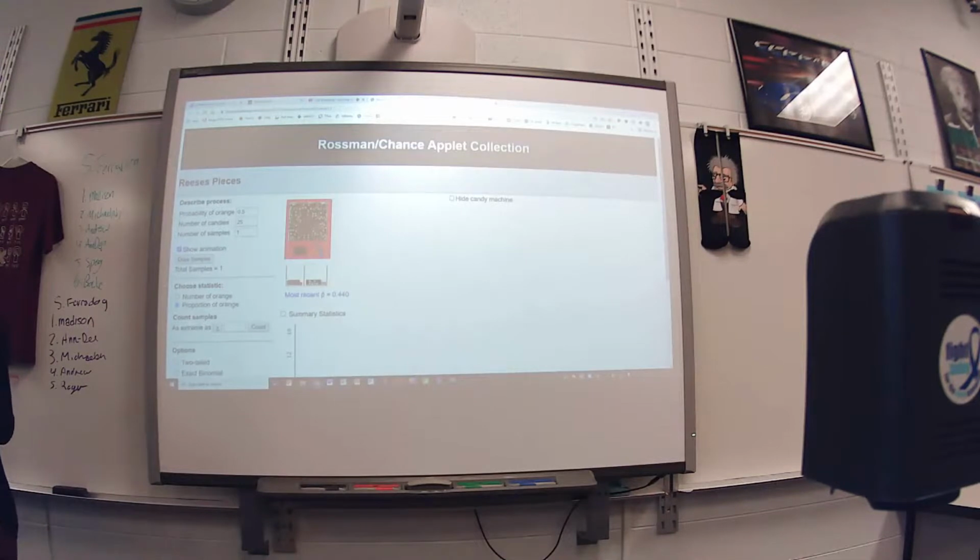What percent are we supposed to get? 50. That's sampling variability, same thing with the poker chips. There were 50% red in that bag. Did you get 50% red when you took your sample? Maybe, maybe not. So that's the first blank right there. Number 2: what is the proportion of orange? 44%. Is it close? It's close.